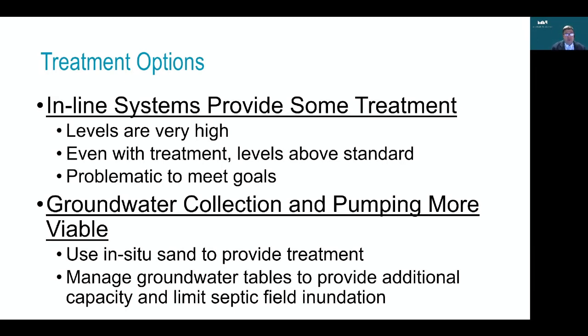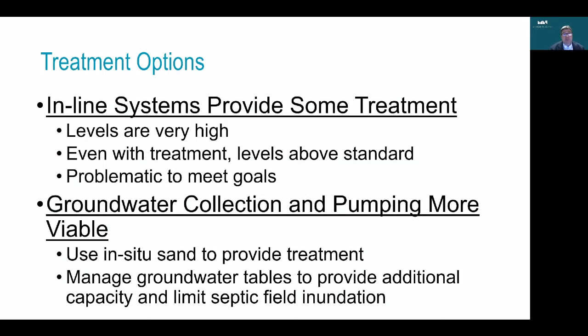What we have found, though, is with groundwater collection and pumping, using the in situ sands as a treatment mechanism, as a sand filter, and then being able to proactively pump down these groundwater levels when they see an event coming, it can provide additional capacity and limit the septic field inundation and keep the water out of those areas.